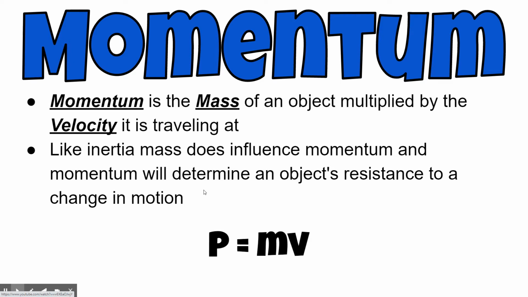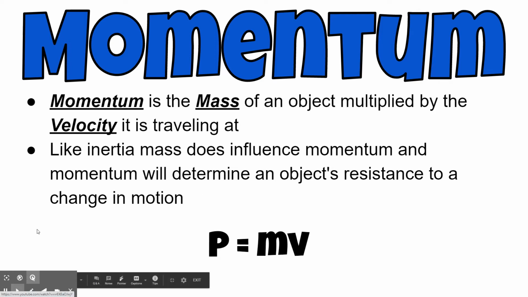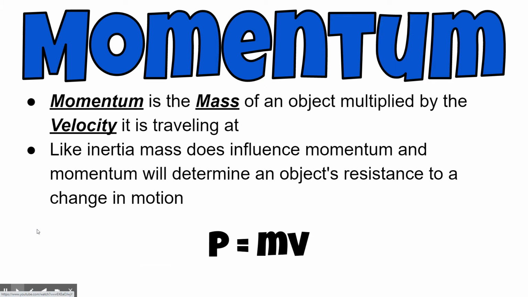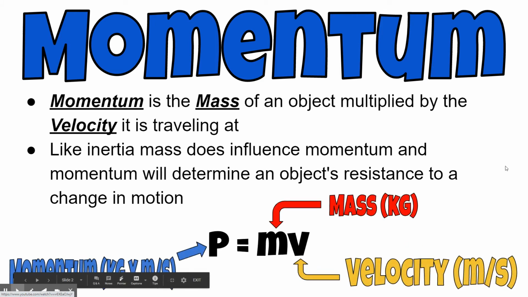And then our momentum equation: P is our symbol for momentum. So our variable for momentum is P. When we look at P equals mv, momentum P is equal to the mass of an object times its velocity. So the greater the mass and the greater the velocity, the larger the momentum is going to be. Momentum is measured in kilogram meters per second. Mass is measured in kilograms and velocity is measured in meters per second. So momentum is equal to the mass of an object multiplied by how fast it's traveling, its velocity.